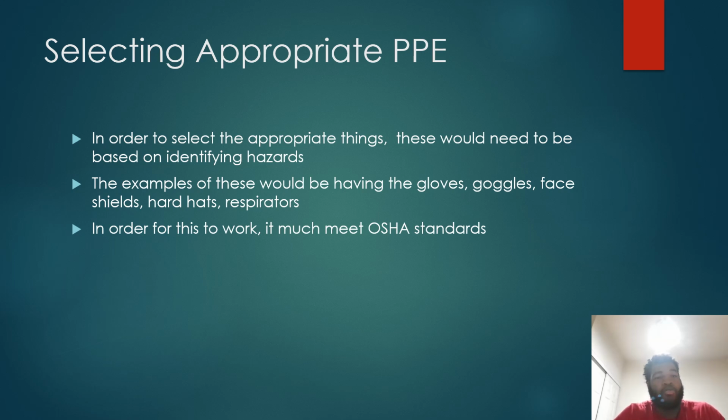OSHA is also very big on selecting the appropriate personal protective equipment. The reason that they are big on selecting the appropriate personal protective equipment is because in order to select the appropriate things, these would need to be based on the identified hazards. This is talking about how if you were on a plant site, you wouldn't just want arm sleeves that you think will protect you from any hazard. You will also want to look at where you are working because it could play a different role in what hazard you need to protect yourself from.